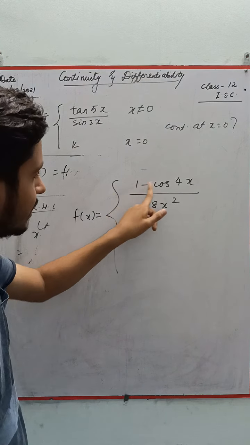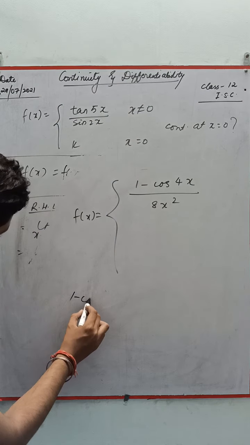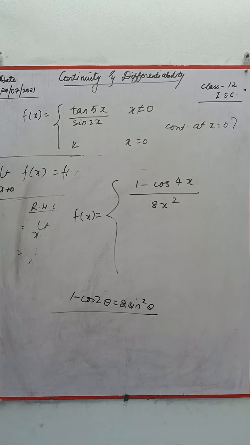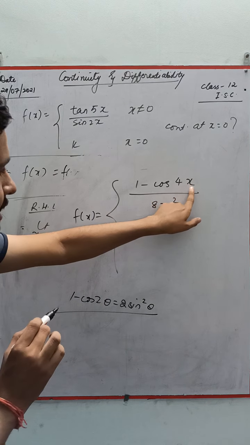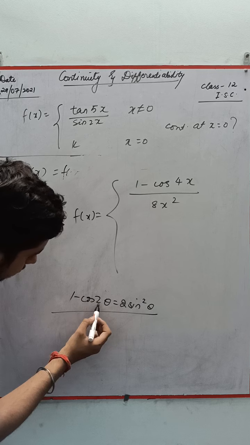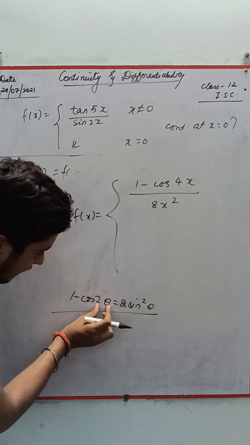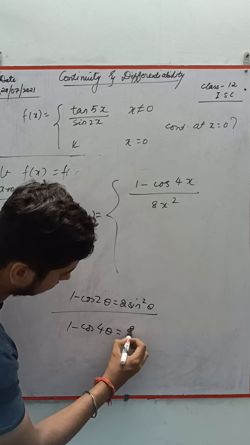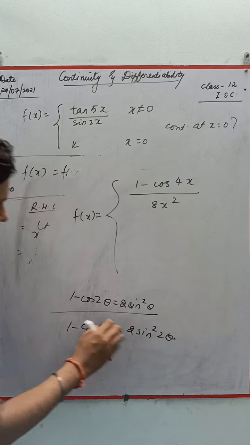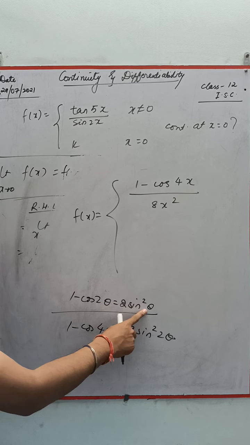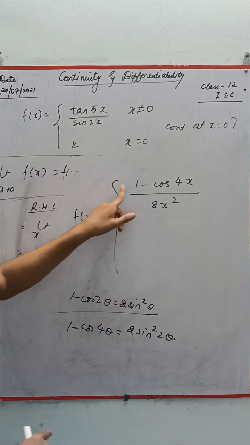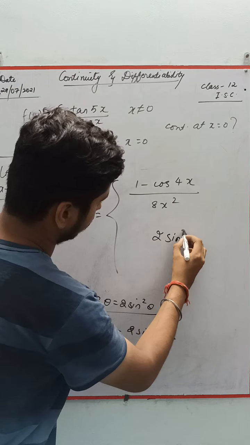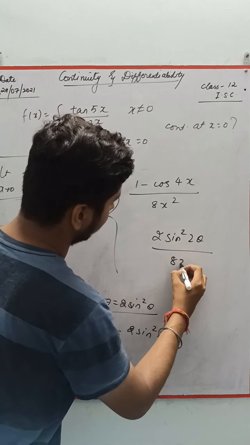Okay, see, 1 minus cos 4x. We know 1 minus cos 2 theta is 2 sine square theta. I hope you are remembering this. So here 4x. So what they have done, they have doubled this angle, so they need to double this also. They mean to say 1 minus cos 4 theta can be written as 2 sine square 2 theta, because if you are doubling here, so you need to double this angle as well. Okay, so 1 minus cos 4x can be written as 2 sine square 2x upon 8x square.